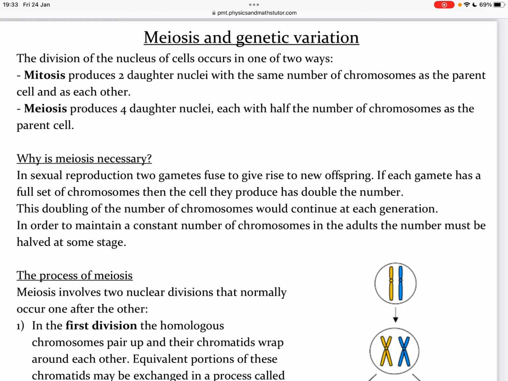In order to maintain a constant number of chromosomes in the adult, the number must be halved at some stage. And that's what we achieve by meiosis. So meiosis produces four daughter cells, each with half the number.